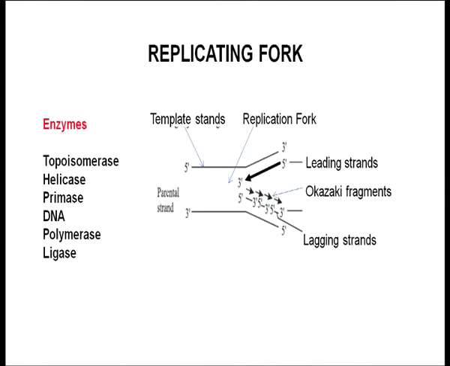These are the new strands, and they are always synthesized in the 5' to 3' direction. 5' means the 5th position of the sugar, and 3' is the 3rd position of the sugar. The new nucleotide is always added at the 3rd position of the sugar molecule. So, the synthesis is from 5' to 3'.